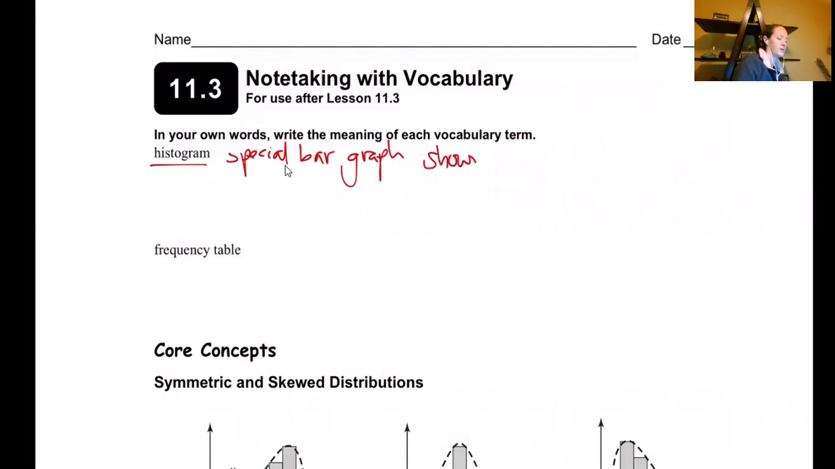So showing the frequency of data. And so right now, when I highlighted all of those frequency words, I was saying, look, it's showing frequency, frequency, frequency. Those all were these histogram guys. So the special name for those special bar graphs where they have frequency is a histogram.